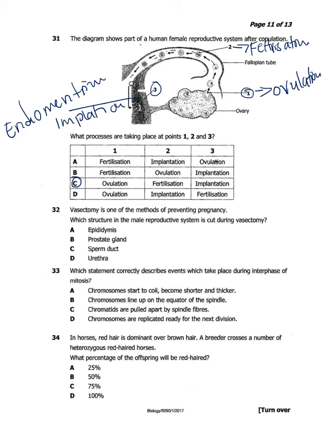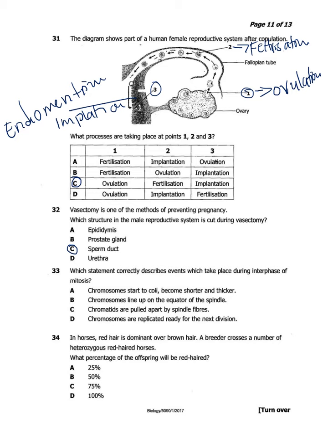Vasectomy is one of the methods of preventing pregnancy. Which structure in the male reproductive system is cut during vasectomy? So vasectomy is an operation that is permanent and it is done in men. So it is the process that involves cutting the sperm duct, then tying it. The function of the sperm duct here is that it transports sperms during ejaculation. So if this is done, then the person that has undergone this will never release. So let's move on to question 23.